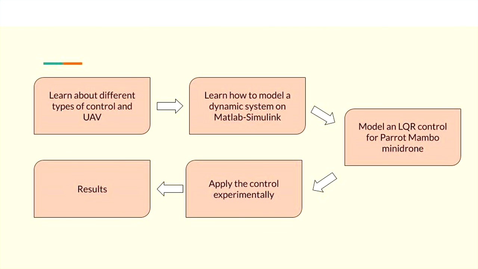Then, an LQR control can be modeled for Parrot Mambo mini drone. LQR control is chosen because it is a robust control and it makes the quadcopters adaptable to disturbances with minimum error, which is unlike PID. And then the control method should be applied experimentally to finally obtain the results and see if the control method works consistently in simulation and in real time.